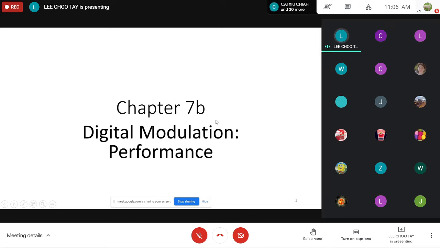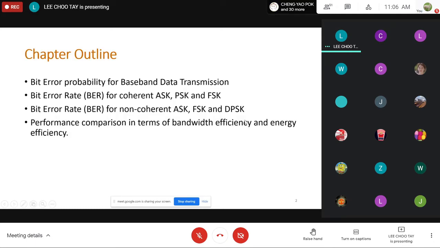In this chapter, we're going to look at the performance of various digital modulation techniques. So the outline of this chapter: we're going to look at the bit error probability for baseband data transmission. This is something that I omitted in chapter 6 because I want to put it here and compare it with the digital modulation techniques.